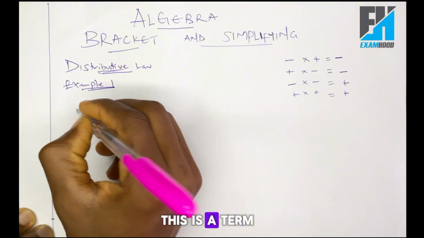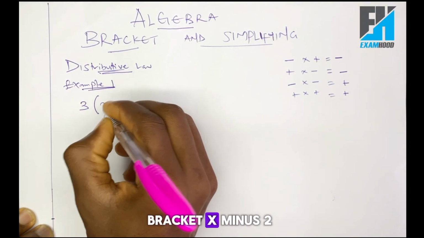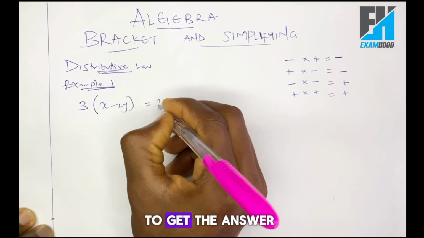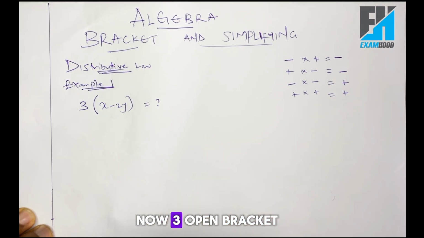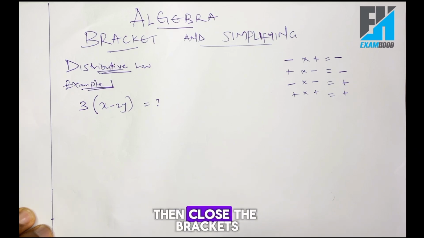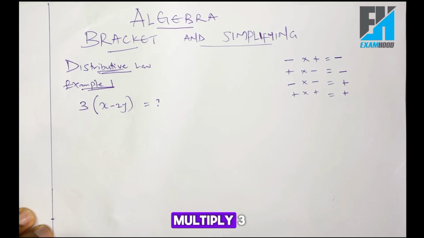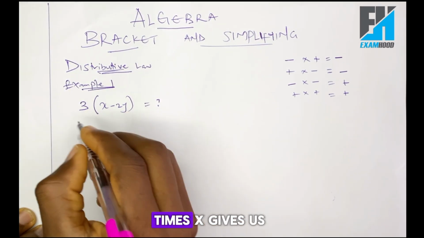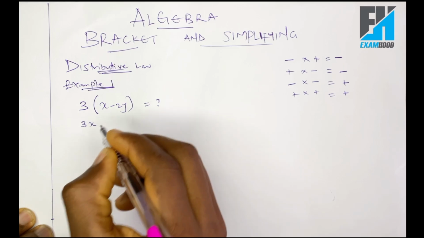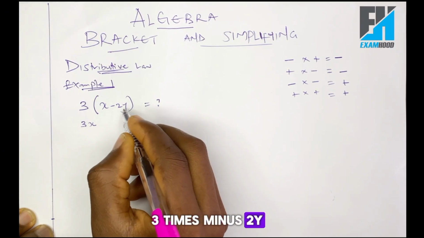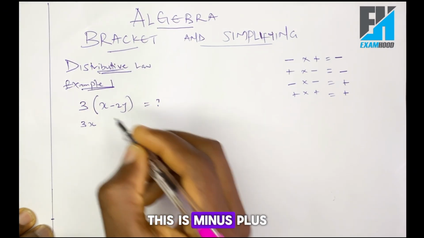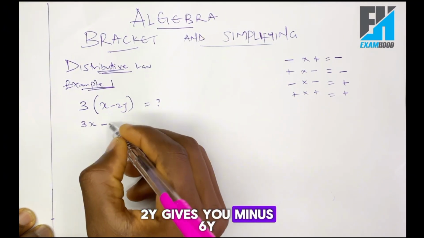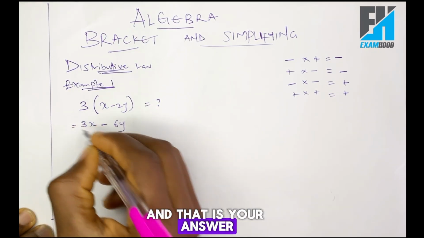You have 3. This is a term that is outside the bracket. x minus 2y are the terms inside the bracket. They now ask you to get the answer. Now, 3, open bracket, x minus 2y, then you close the bracket. They're asking you to multiply 3 through what you have inside this bracket. Now, let's see. 3 times x gives us 3x. 3 times minus 2y gives you, this is plus, right? This is minus. Plus times minus gives you minus. So 3 times minus 2y gives you minus 6y. And that is your answer.